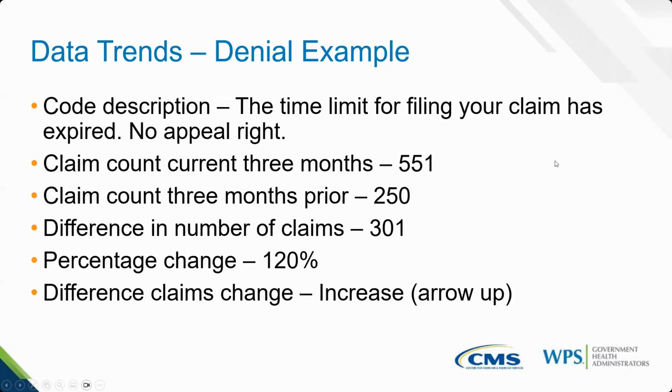In the current 3 months, we had 551 denials, but in the 3 months prior, only 250, and that's still far too many. The difference in the number of claims is 301. The report tells us the percentage change is 120%, and the increase shows an arrow up. So there's a visual when we look at these reports. If the arrows are all pointing up, something's wrong. We want those to point down.